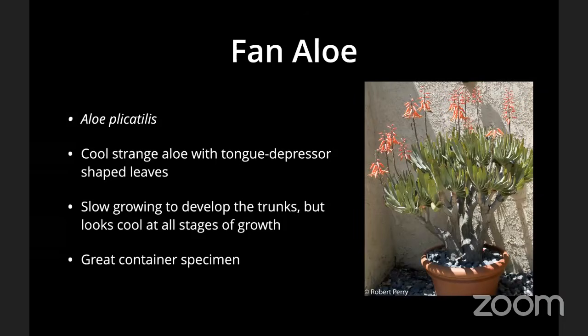And then our last aloe is fan aloe. This is a really different one. That's a very cool specimen plant, either in the ground or in a pot. And it has these fans of these tongue depressor shaped leaves. It's very different than most of the other aloes. It's pretty slow growing to develop these trunks, but it looks good at all stages of growth. It looks cool even as a small plant planted from a 1 gallon. So put it somewhere where it can grow in over time and then just enjoy watching it grow.